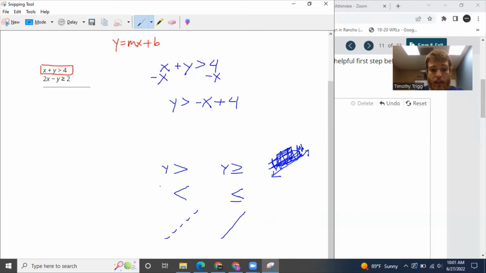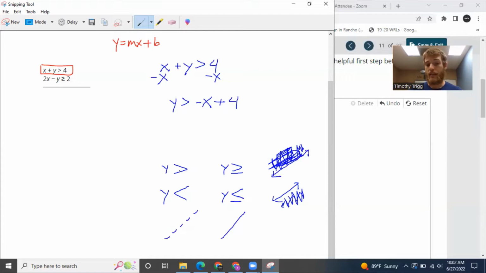Whereas if it's a less than, so if it says y is less than or y is less than or equal to, then when you have your line, you would shade below. This applies whether you have a solid or a dashed line, it doesn't matter. If you have a less than or less than or equal to, you shade below. If you have a greater than or greater than or equal to, you shade above.